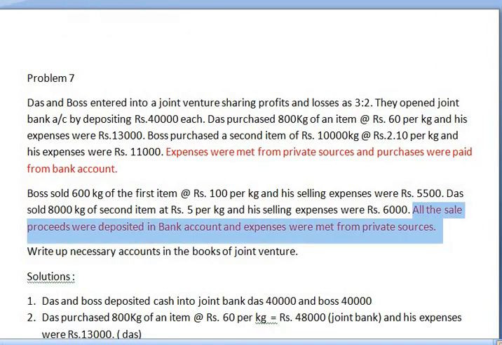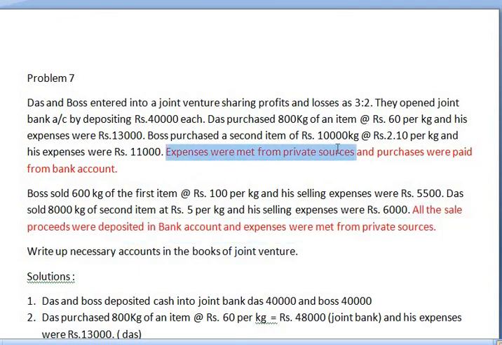And these are the main two important notes to solve this problem, because here they clearly specified that expenses were met from private source. Any expenses, they must be paid from private source. Because if it is Das's expenditure, Das must pay, and if it is boss's expenditure, boss must pay, and these expenses were not met by bank. The bank cannot meet these expenses. If purchase is made, who pays? Joint bank pays. Similarly, if there is a sale, who receives? The bank receives. And here if there are expenses, who must meet them? Private source must meet them, and not the joint bank. So keep these two important notes in your mind while solving this problem.